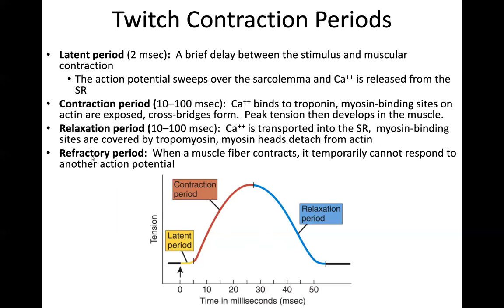Now, we've seen this term refractory before, back when we learned about neurons and action potentials. We talked about how, if you jump in the air, you can't take a second jump until you hit the ground, right? Well, the refractory period in a muscle refers to when a muscle fiber is contracting, it cannot respond to another action potential. So it's kind of the same thing. If it's going through an action potential, it can't go through another one at the same time. It has to wait.